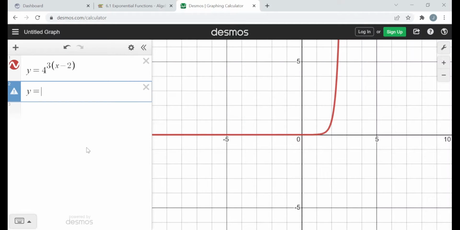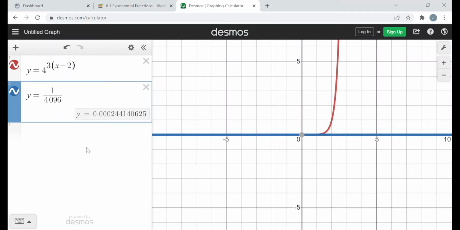And I'll put in that other one that we had, what I ended up with after using properties of exponents. It was 1 over 4096 times 64 to the x power. And you see it's exactly the same graph. And if I turn this off and on, you can see it's right on top of the other one. So same inputs, same outputs, and everything. All right. Okay, wonderful.